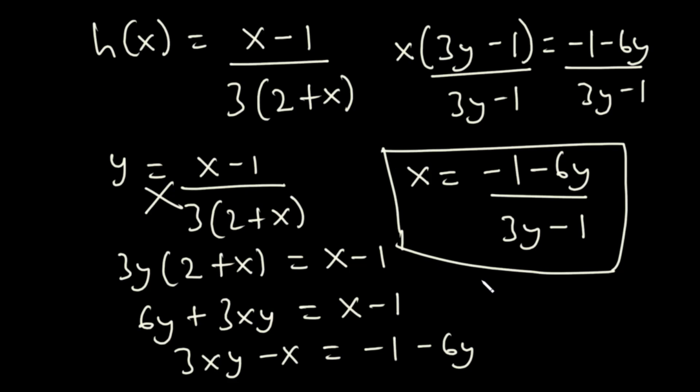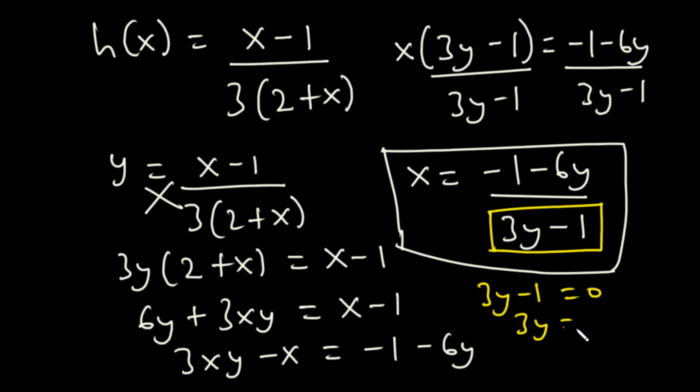Now to find the range, we need to equate the denominator to 0. So it's going to be 3y minus 1 equal to 0. And then we are going to transpose negative 1 to the right hand side. So we have 3y equal to 1. We divide both sides of the equation by 3. And then we have y equal to 1 over 3.